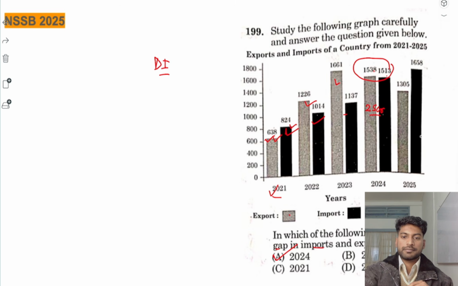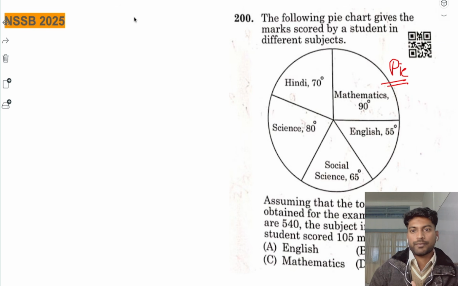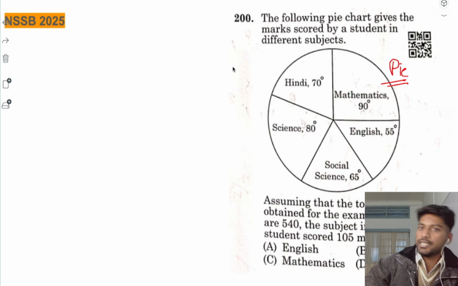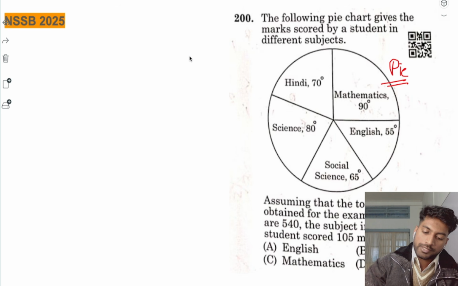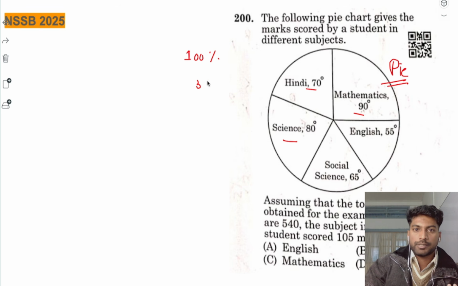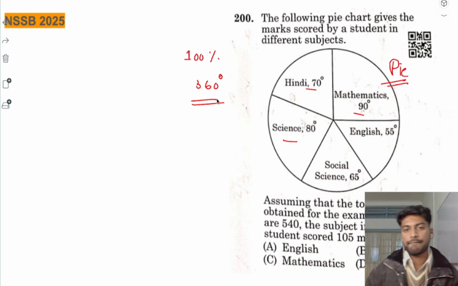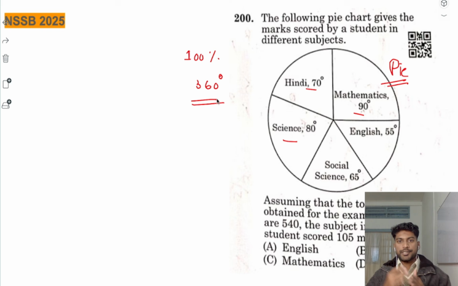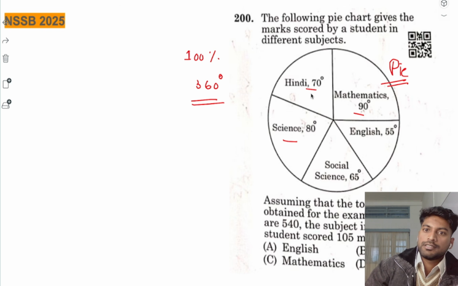चलो next question. This is a pie chart question. So देखो, always remember, whenever you see this kind of circle, in percentage this is 100% if the data are given in percentage, but if the data are given in degree, it means total is 360 degree. ठीक है, remember that. So 100% equals 360 degrees. So the question देखो, Hindi 70 degree, mathematics 90 degree, science 80 degree, social science 65, English 55.